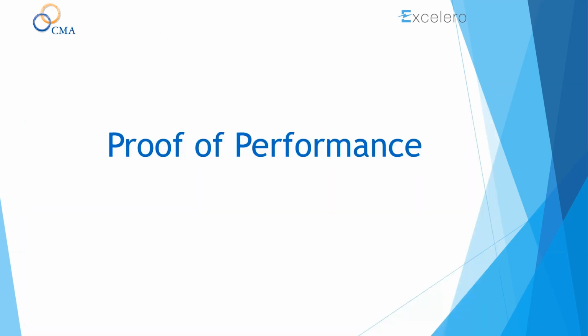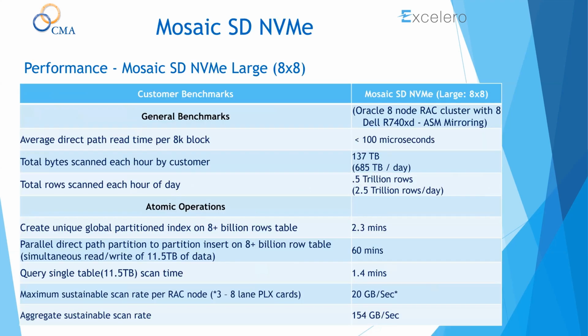So what are some of the numbers of the proof of performance for these high-end customers? Well, what we did is we went out, and there are two things we did with the customer.